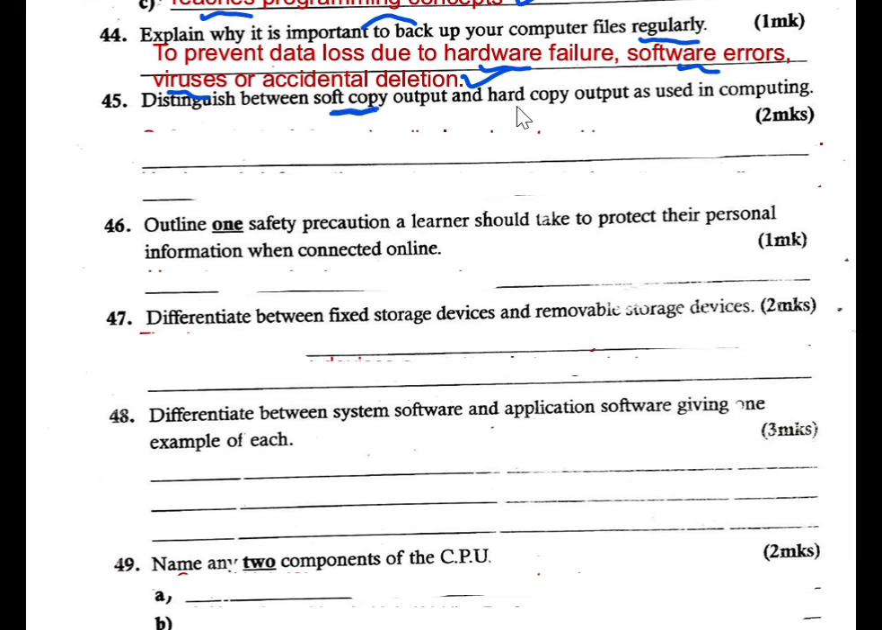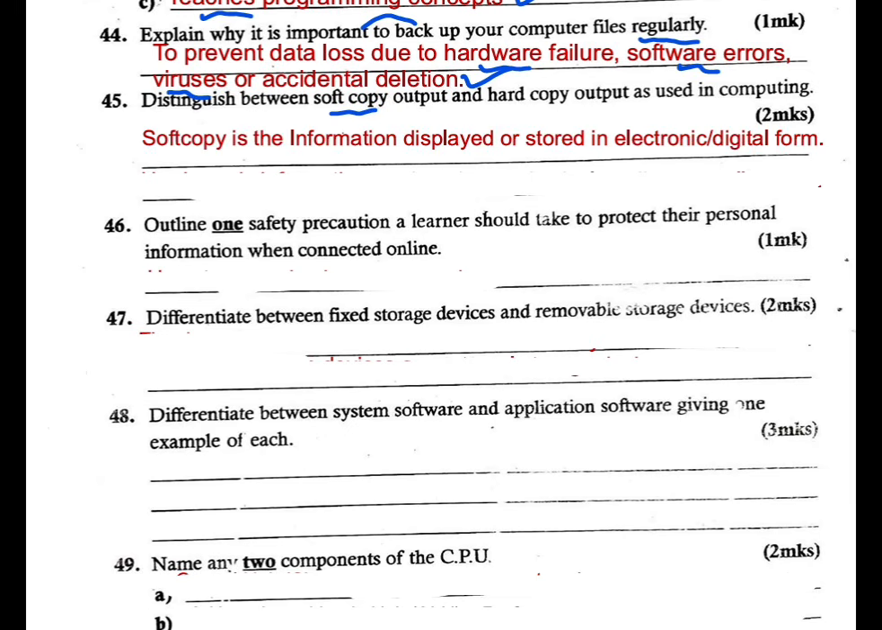Distinguish between soft copy output and hard copy output as used in computing. So remember we have soft copy output devices and hard copy output devices. But here, you want to know what is soft copy and what is hard copy. Soft copy is the information displayed or stored in electronic or digital form. For example, information stored in a phone, maybe a document, we call it a soft copy.